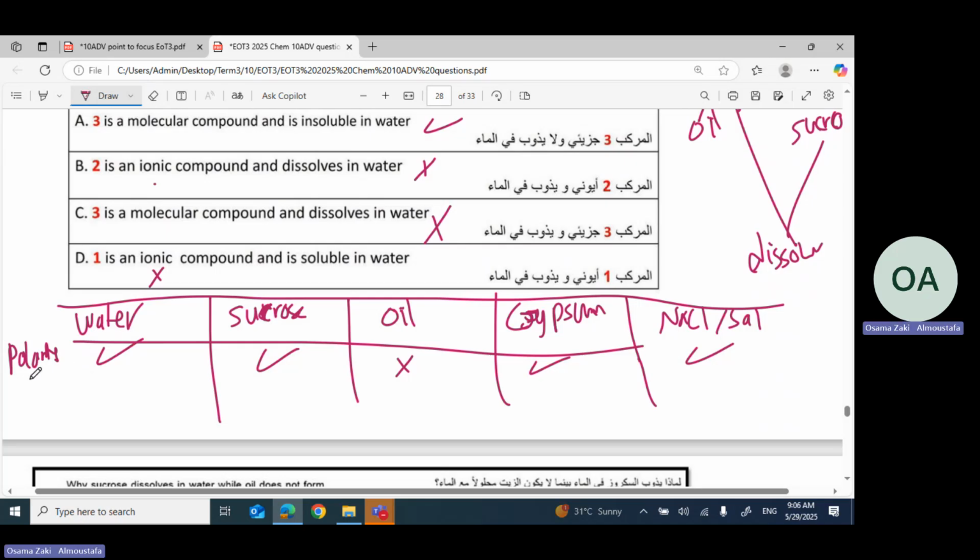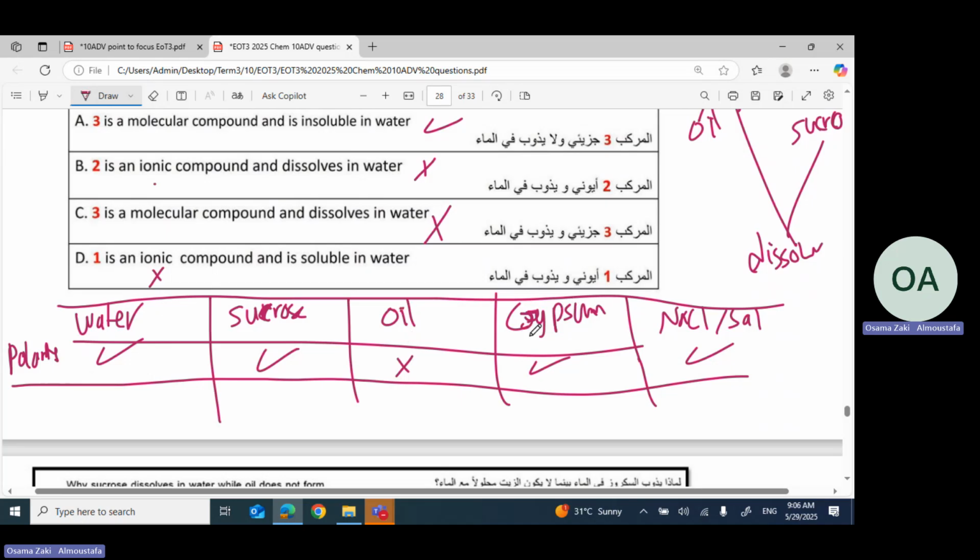That means sucrose can dissolve in water, oil cannot dissolve in water, NaCl can dissolve in water. Gypsum is an ionic compound but cannot dissolve in water. Why? Because we have a rule which says that like dissolves like. If this is polar, it can dissolve the polar. So sucrose can dissolve in water, and NaCl can dissolve in water. But oil, because it is non-polar, cannot dissolve in water.